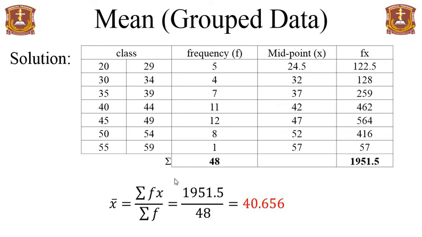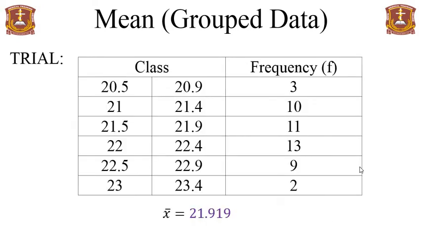Now that our formula demands the sum of f times x, the total sum of this can easily be obtained from Excel. We obtain this, and the sum of f's, which is 48. So this divided by this will give us the mean, which is 40.656. As simple as we have just talked about.